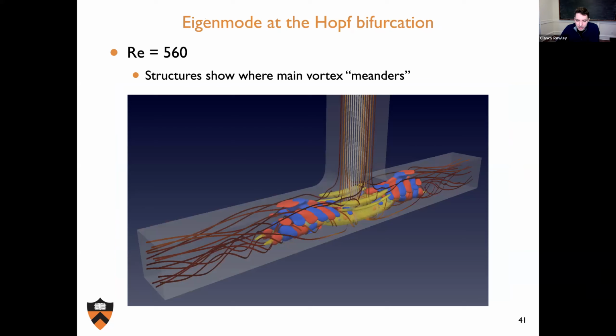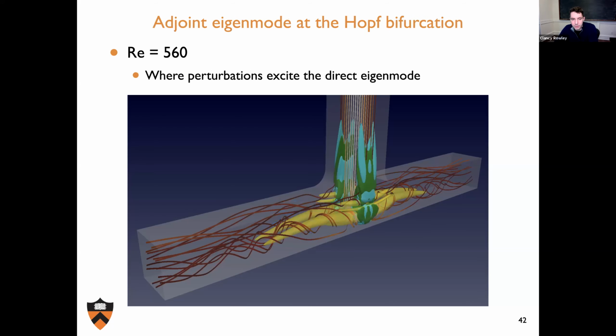Okay, you can also use this linear stability theory to analyze these structures as they warble. These are the eigenmodes at the frequency of the Hopf bifurcation, showing how these structures meander, the red and blue structures you see there. You can also look at the adjoint eigenmodes, which show you where perturbations will most effectively excite that eigenmode. And you see you're most sensitive to places at the wall. So if you wanted to influence that in some way, you could perturb the wall, perturb the flow near the wall there.